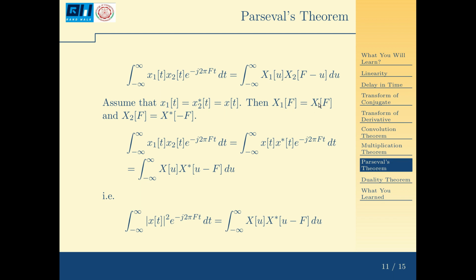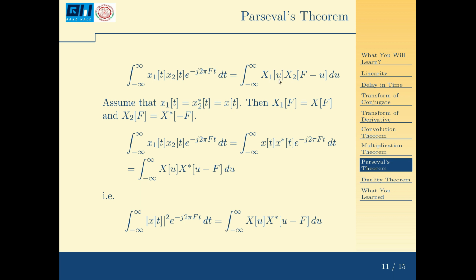Then x1(f) will be X(f), capital X of f, and x2(f) will be, by the conjugation theorem, we know that it is X conjugate of minus f. So what happens to this integral? It becomes integral from minus infinity to infinity of x(t) x conjugate(t) e raised to minus j 2 pi f t dt.